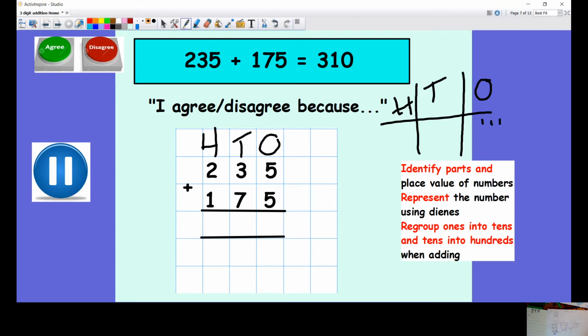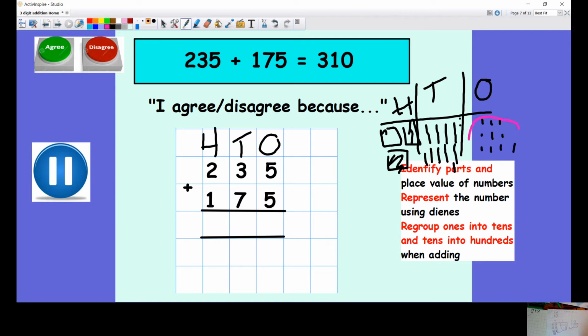So 1, 2, 3, 4, 5. 1, 2, 3. 1, 2. 1, 2, 3, 4, 5. 1, 2, 3, 4, 5, 6, 7, and 100. Right, it's all a bit cramped here. So I need to do this. 5 add 5 is equal to 10. I've got 10 ones here, which means what am I going to do?